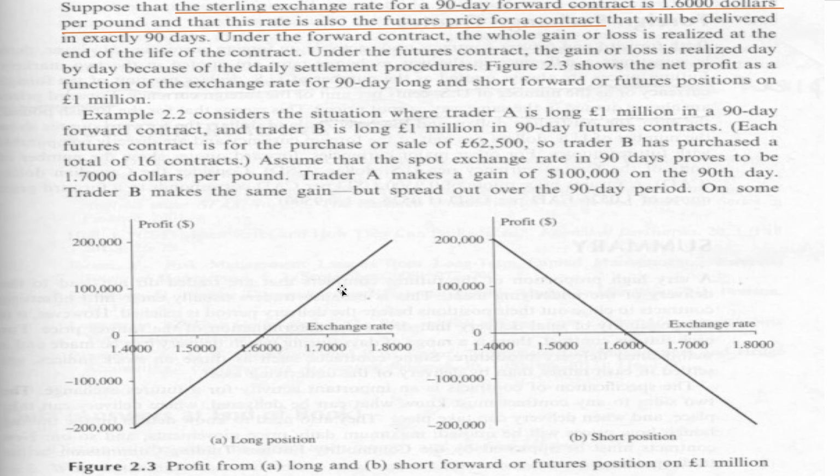The gain for the long position is the loss for the short position holder, and vice versa. The long position loss is the short position gain. So you put it together, it's a zero-sum game. This is the forward and futures contract payoff. As I mentioned earlier, although these two contracts have some contractual differences, for the time being we treat them as if they are the same.